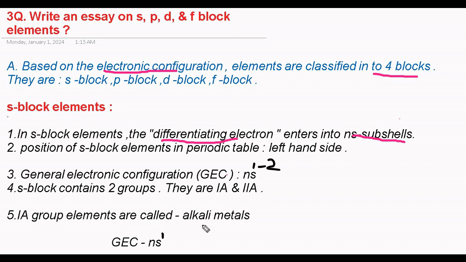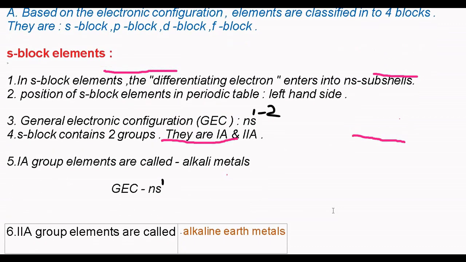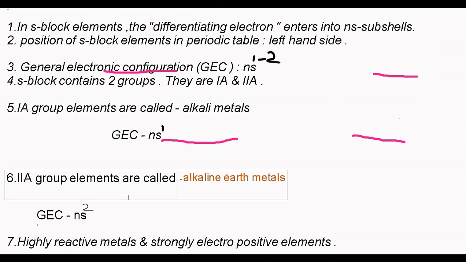The first A group elements are also called the alkali metals, and the general electron configuration is ns1. What is the general electron configuration for alkali metals, the first A group elements? ns1. And second A group elements, we call them alkaline earth metals. General electron configuration for this second A group is ns2.